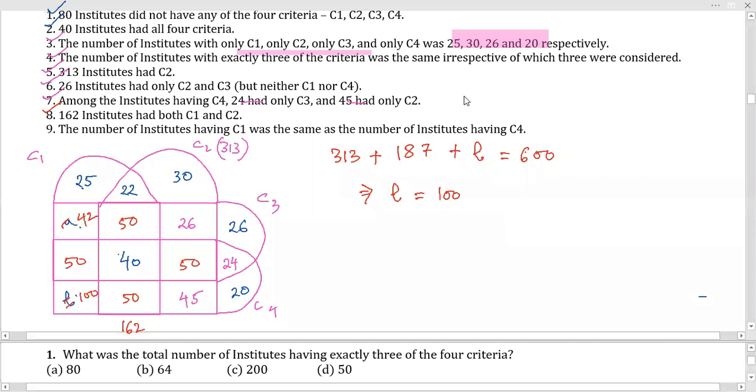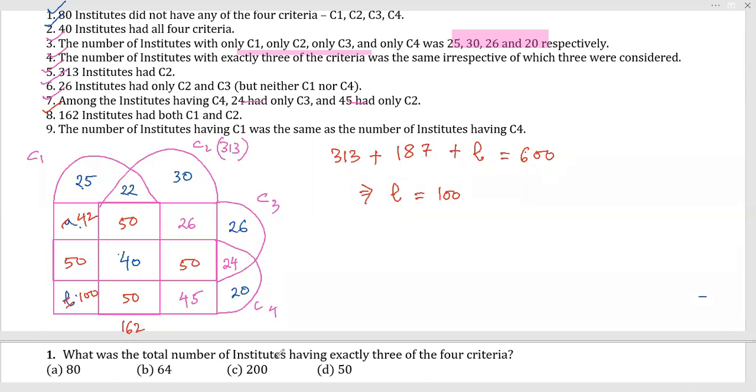Now let me solve the first question, where it has asked what was the total number of institutes having exactly three of the four criteria. Three of the four criteria is four numbers of 50. So it is 200. Option C is my answer to the question. Second question, what was the number of institutes having criteria C2 and C4? C2 and C4 is basically this entire zone which needs to be considered. Two numbers of 50, and 40 and 45. So 185. 185 is option A, the answer to the question.